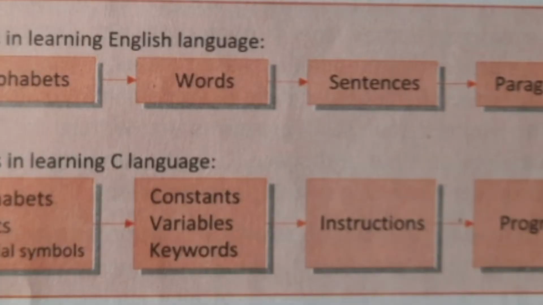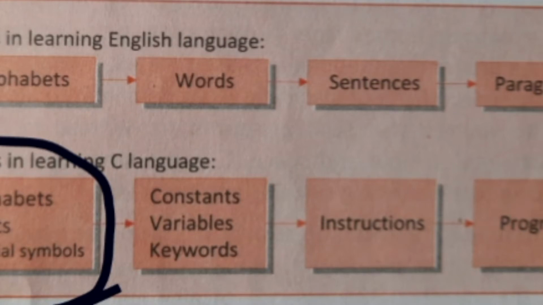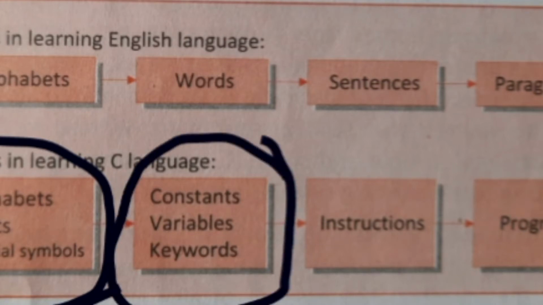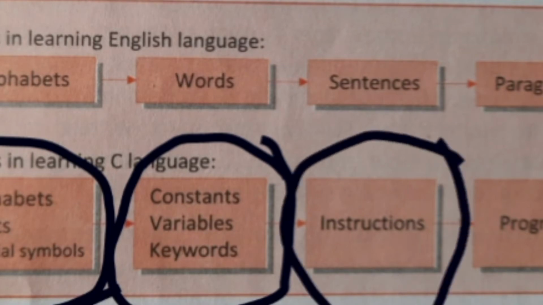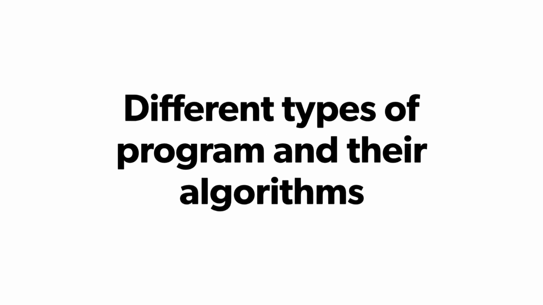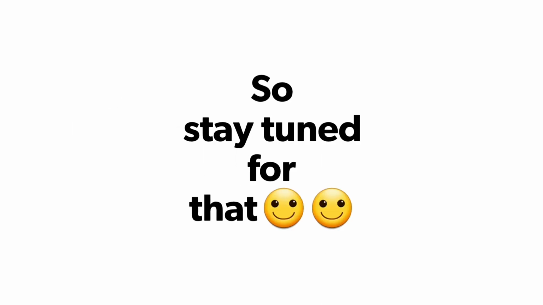Before we learn how to write a program, we must first know what alphabets, numbers and special symbols are used in programming. Then how using them constants, variables and keywords are constructed, and finally how these are combined to form an instruction. A group of instructions would be combined later on to form a program which instructs the computer to perform a specific task. In our next videos, we will discuss some of these different types of programs and their algorithms in detail. So stay tuned for that.